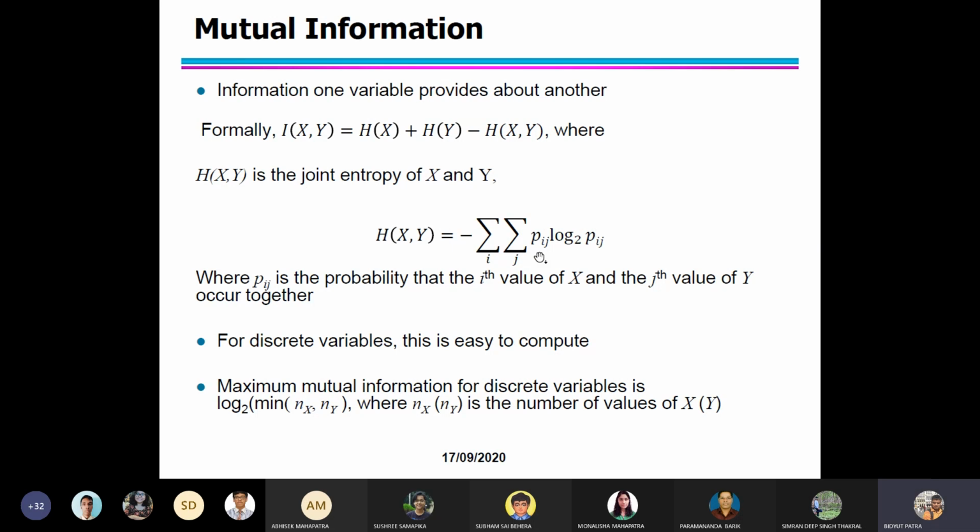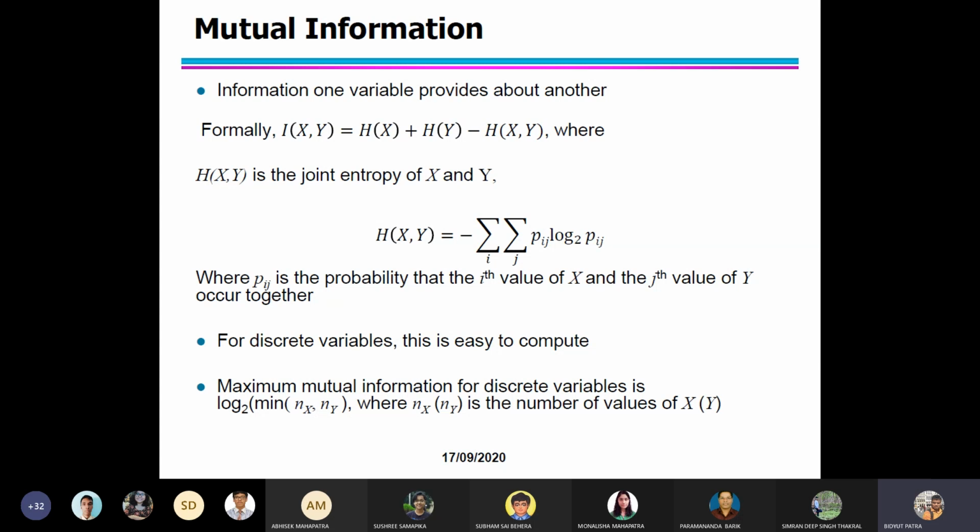Okay, so that is Pij. So what is the maximum value of the mutual information? It is the minimum of nx and ny. nx and ny are nothing but the number of distinct values, either from x or y. I think this will be very clear with one example.